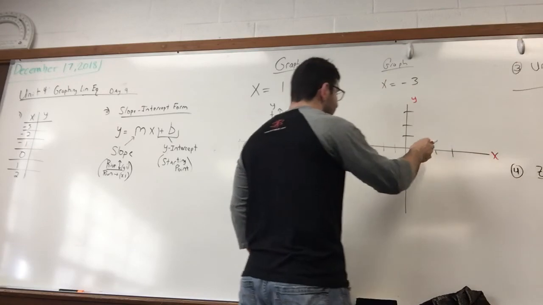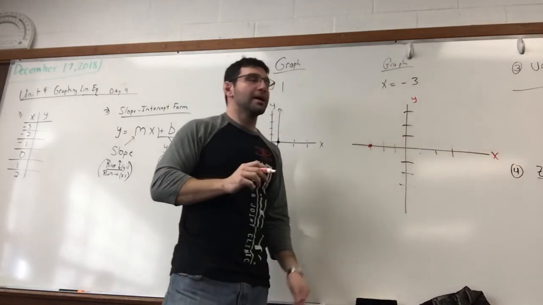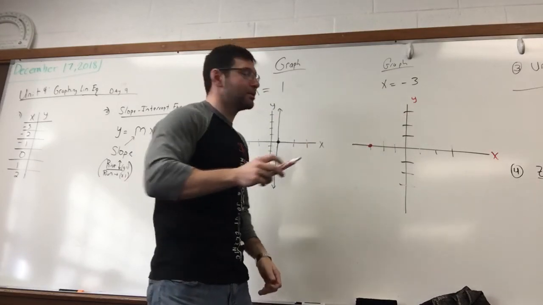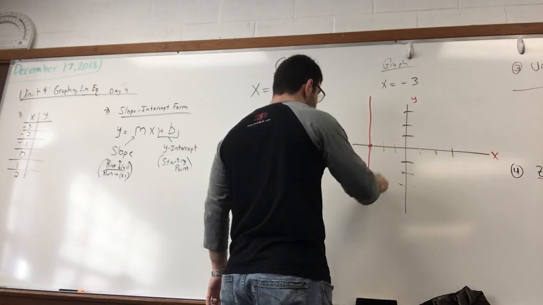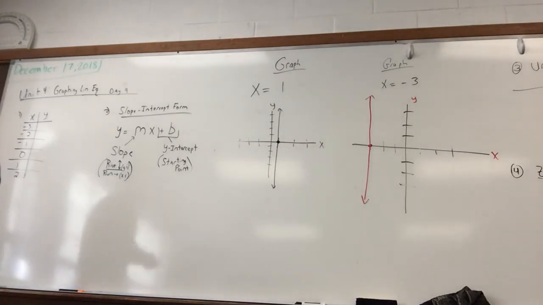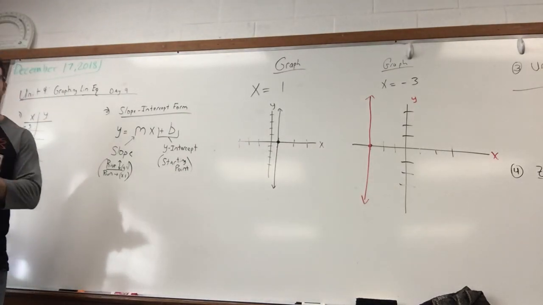x, y. So here I am on my x-axis at -3. If I know it's not crossing the y, it can't go left and right, it can't be any diagonal. The only time that it cannot cross the y is when it's directly up and down. Questions? That's it for the day.